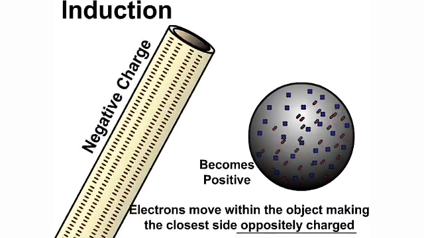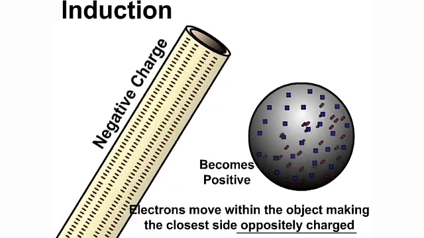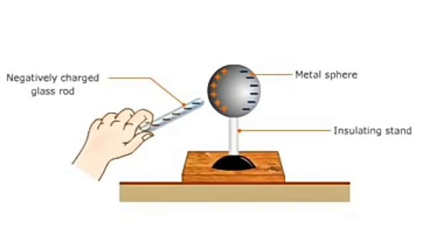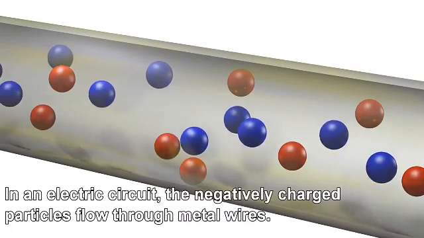Next, transfer by induction. In conduction, we can charge an uncharged object when we touch it with a charged object. But it is also possible to obtain charges in a body without any contact with another charged body. This process of charging an uncharged body by bringing a charged body near to it but without touching it is called induction.